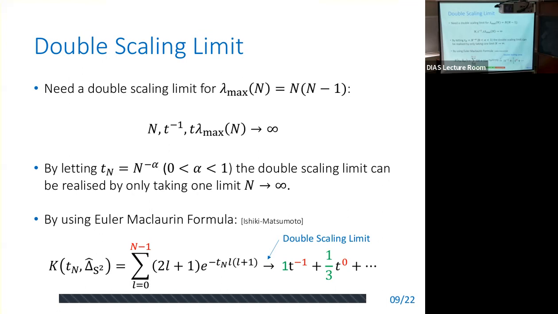And then using the Euler-Maclaurin formula allows us to rewrite the heat kernel of this fuzzy S2 operator in such a way that we can evaluate it using the double scaling limit. And using this method for fuzzy S2, we recover the continuum case where A0 equals 1 and A2 equals 1/3.